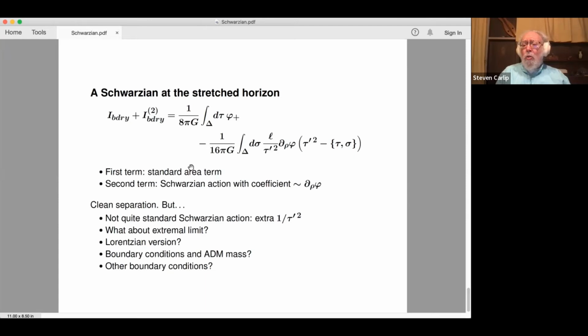I think that the only place that directly comes in, I'm not positive of this, but I think the only place that comes in is that in the extremal limit, you genuinely have an AdS throat. And for the near extremal, you have something that's AdS plus small perturbations.